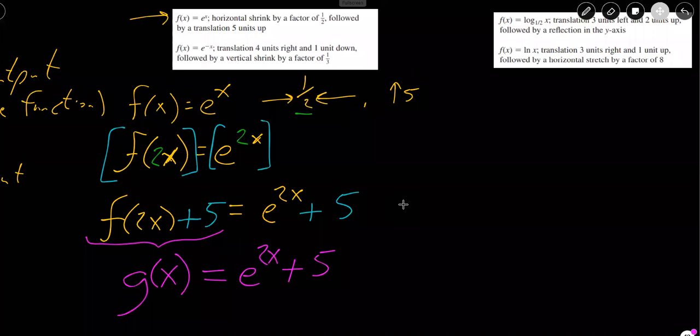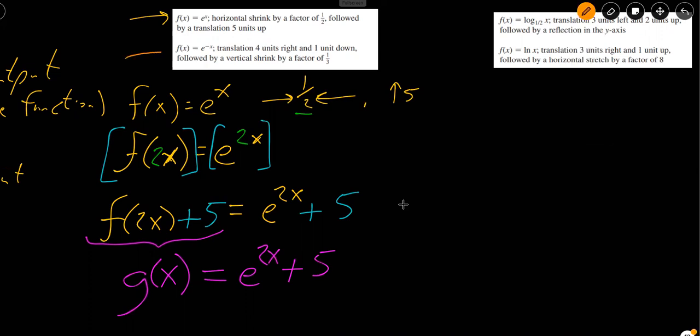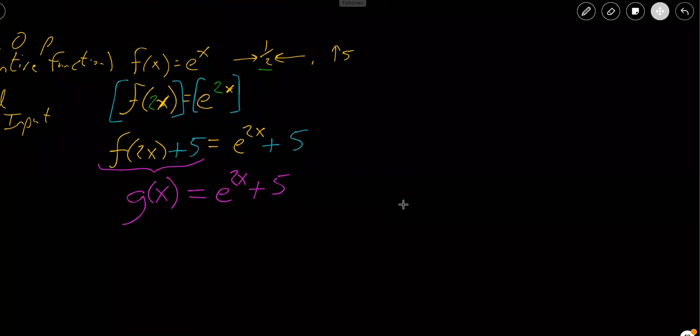So number 2 is the function e to the negative x, and I'm translating it 4 units to the right, then 1 unit down, and then I'm following it by a vertical shrink by a factor of 1/3. So there's 3 things happening on this one. This is the one I'm doing now, number 2. Actually, I'll do this one in orange to start. And let me get below it here to write the basics of it.